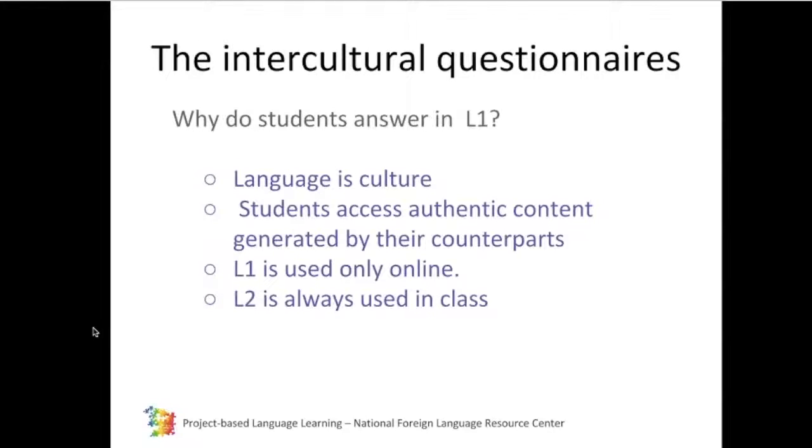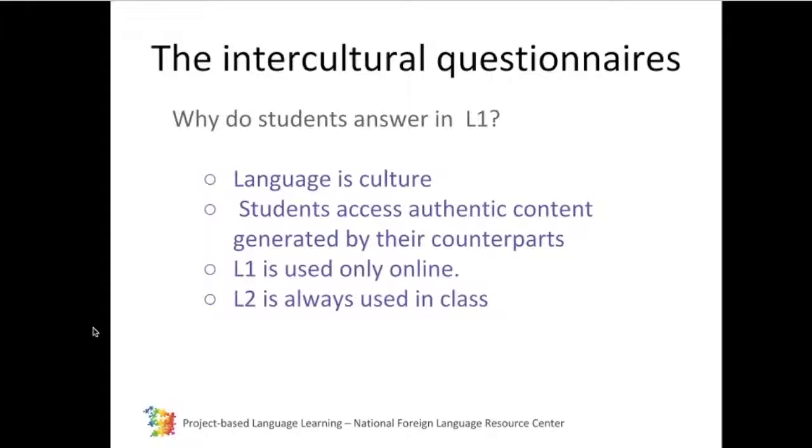So the second reason why we use L1 is that students access authentic content, which is not from a textbook, and it becomes their textbook, and it provides a very, very rich vocabulary. And since it's written, they have time to read, use a dictionary, circle the words, discuss the words. And then my last two items here: L1 is used only online, and L2 is always used in class.